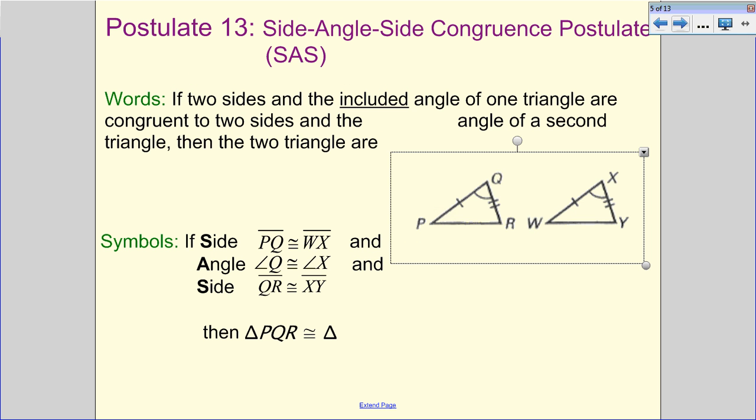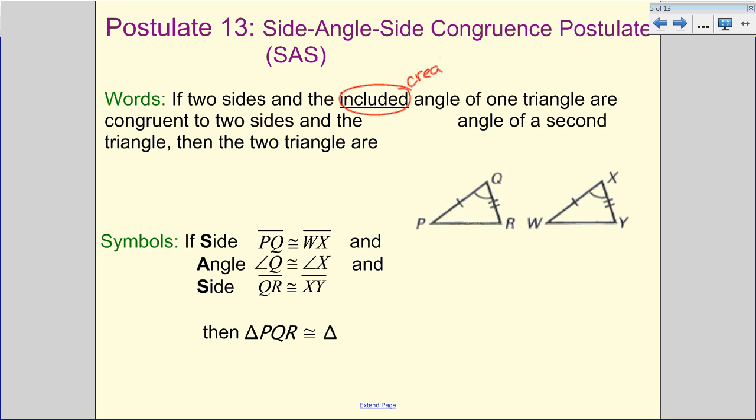Now we're going to take a look at what side angle side looks like, the side angle side congruence postulate. So the two sides and the included angle. What this also means is the created angle, the angle that two sides create. If two sides of one triangle are congruent to two sides, and the included angle of a second triangle, then the two triangles are congruent. And that's why it's called side angle side.